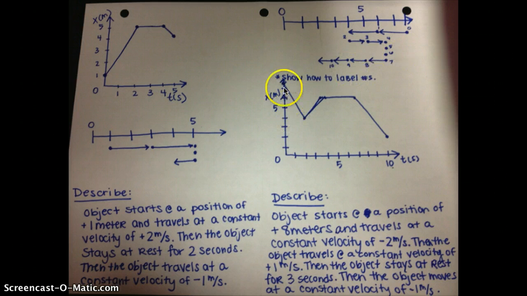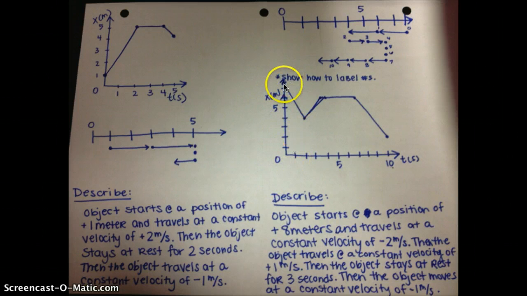And so then I have them draw a position time graph. And so since we know there's going to be 10 seconds, there should be 10 intervals here. And then if we look up here, it goes all the way up to 8. And so I have 8 spots on the position graph or the position axis.